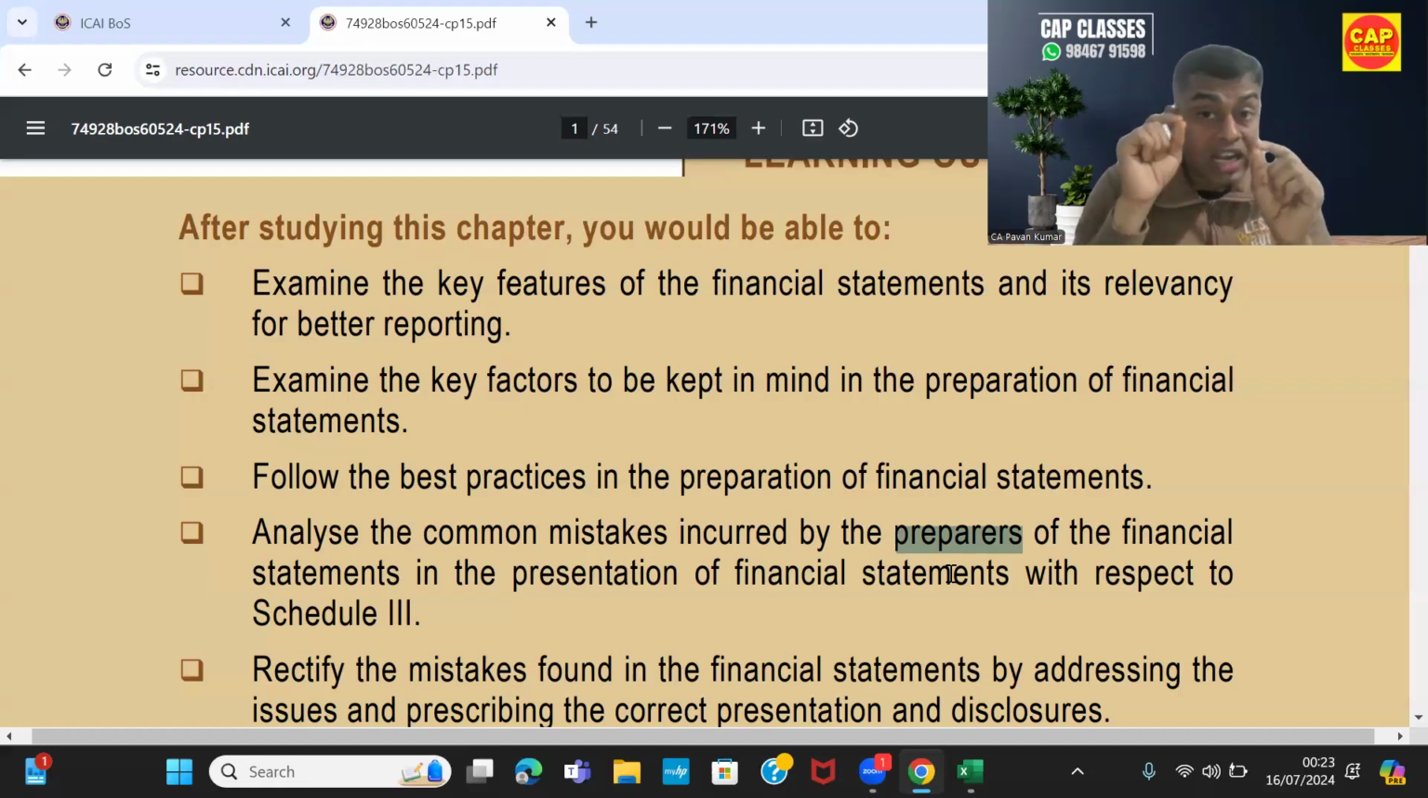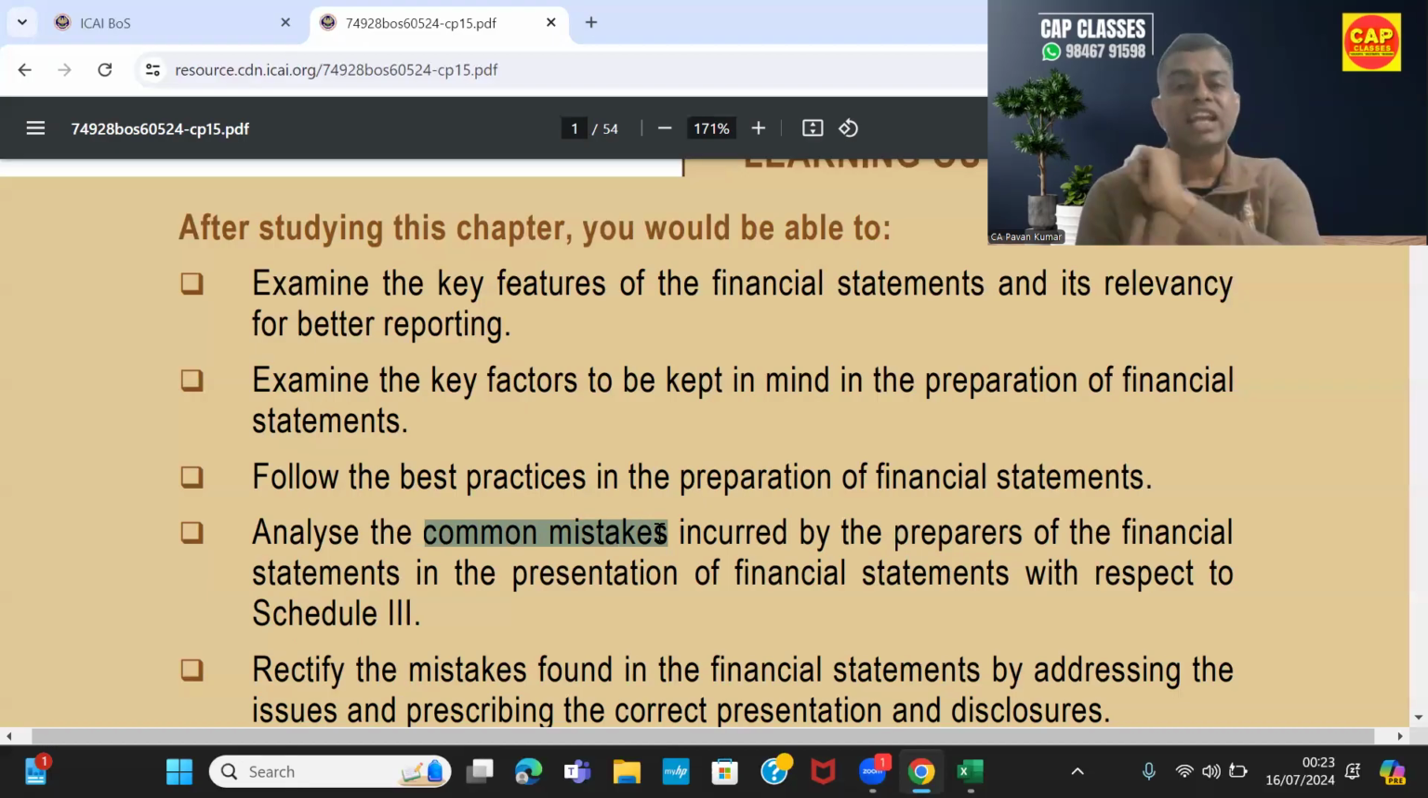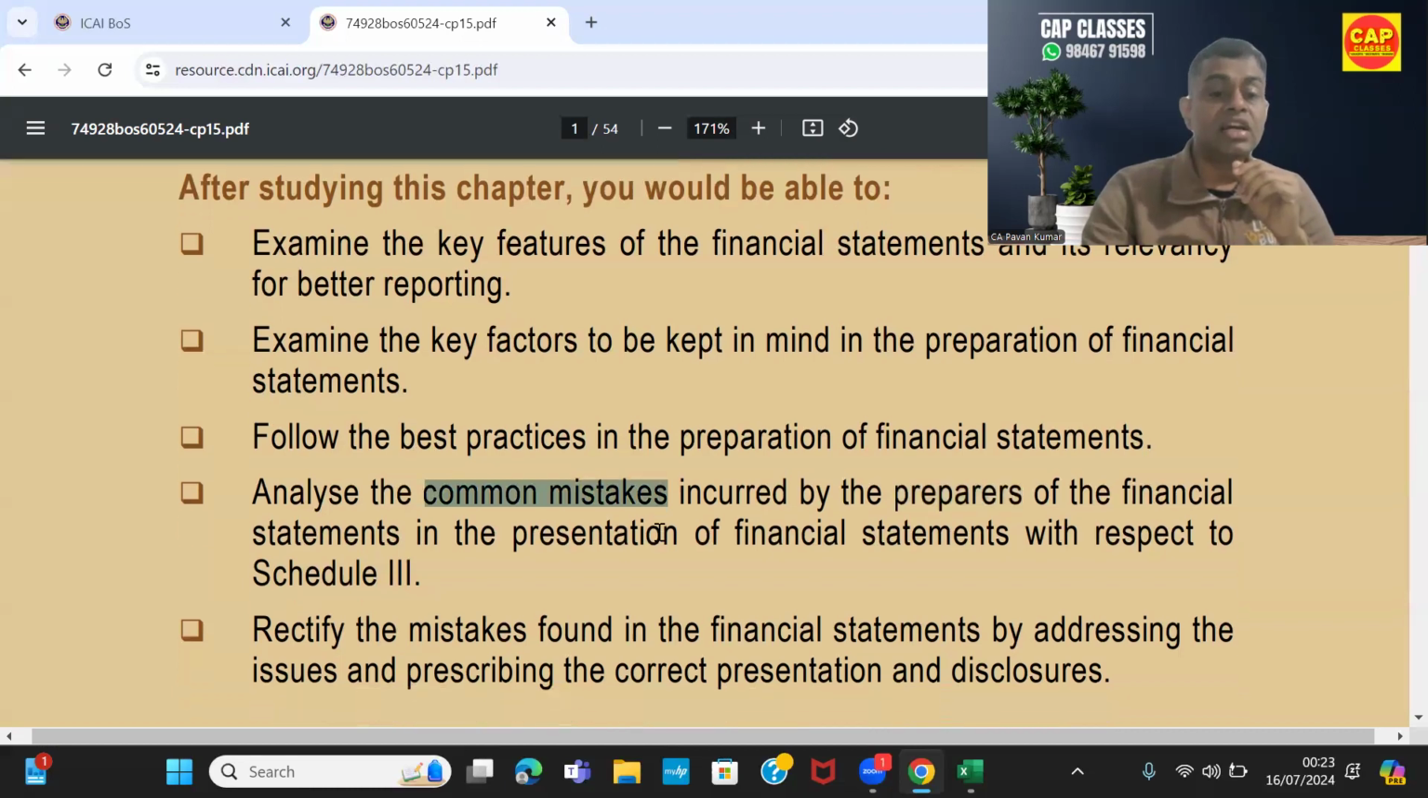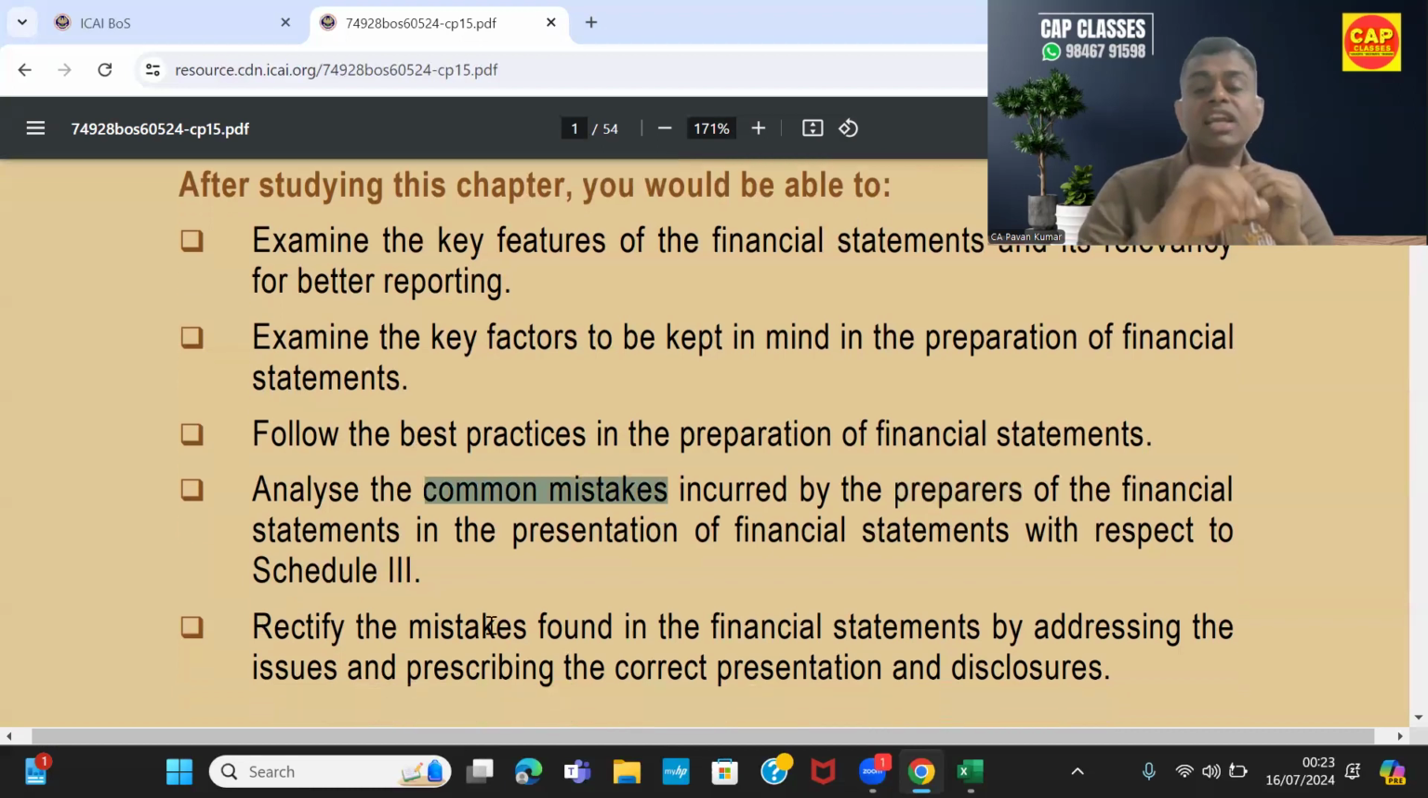Why? Because if you understand the learning outcome, mistakes, oh my God, that means the preparer of the financial statement has done some mistake. You need to analyze it. So analyze the mistake. This is what you are supposed to do. And the next bullet point is rectify the mistake. So the first three bullet points are quite elementary, basic fundamentals. No need to worry about it.